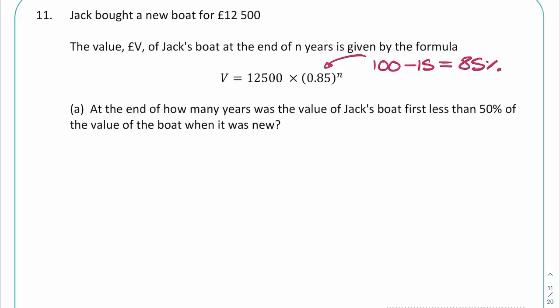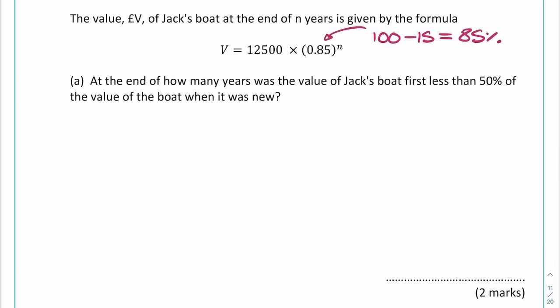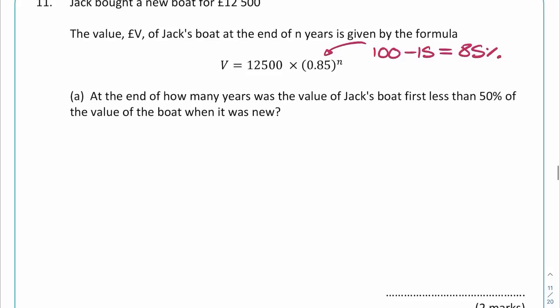You wouldn't necessarily need to know that because the question just says, after how many years was the value of Jack's boat first less than 50% of the value of the boat when it was new? Now straight away, if it's going to be 50% of the amount, that's going to be half the value. So if I do 12,500 and divide that by 2, that's going to tell me I need to know when it is going to be £6,250 or less.